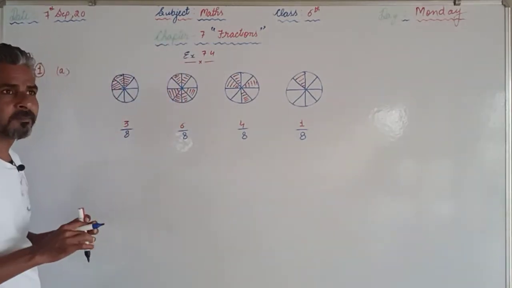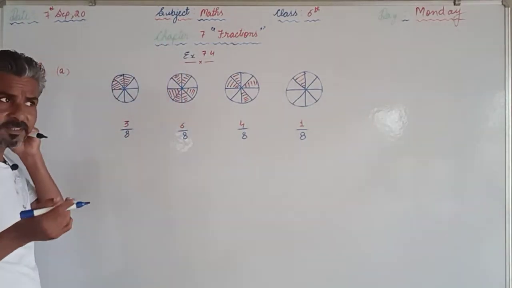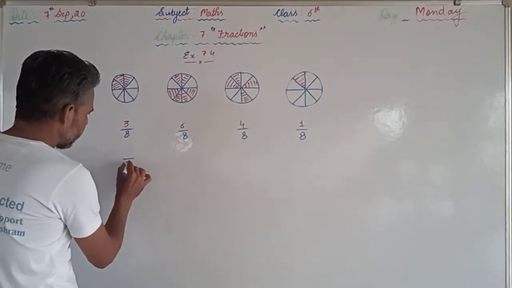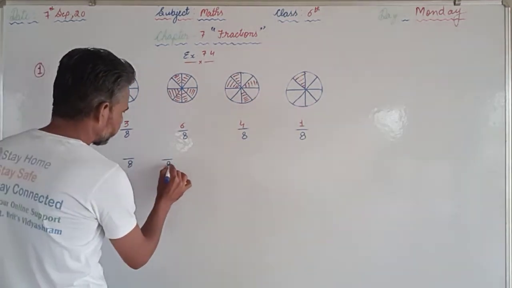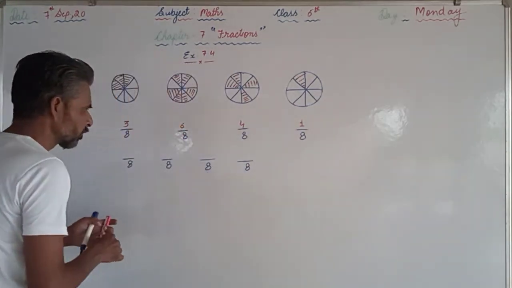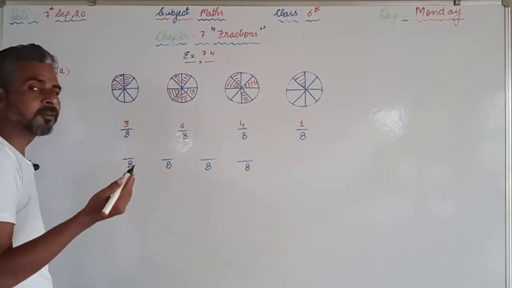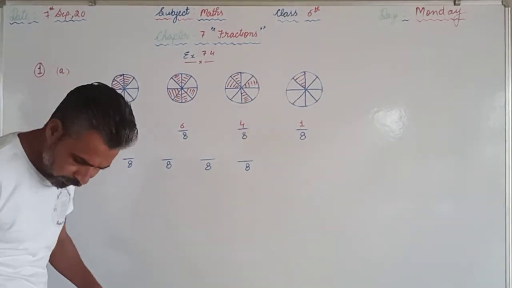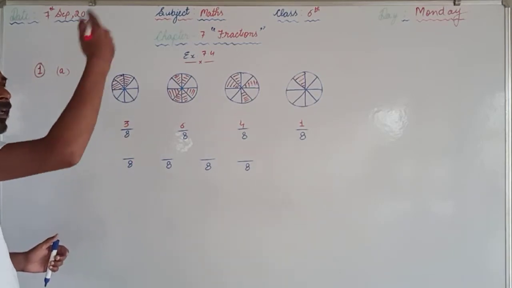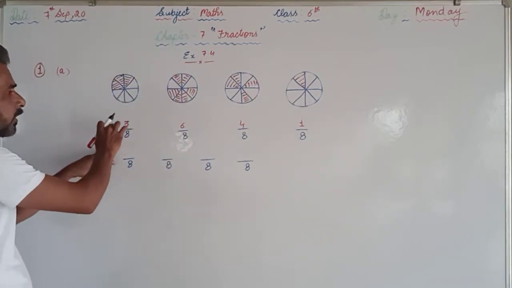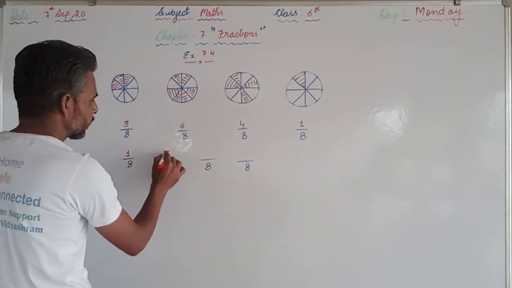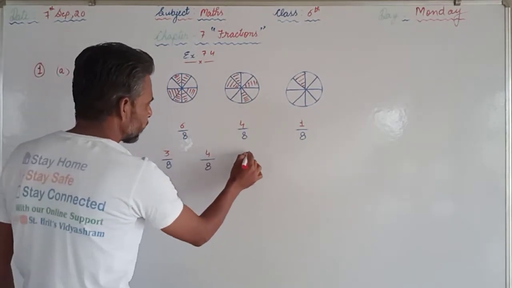So arranging like fractions in ascending and descending order is very easy. So first of all we will write all the fractions. All are having 8 as the denominator, so we will write 8. Now ascending order means the smallest one will be at the start and the largest one will be at the end. Smallest we see by the numerator: 1 is the smallest. After 1 there is 3, then 4, then 6.